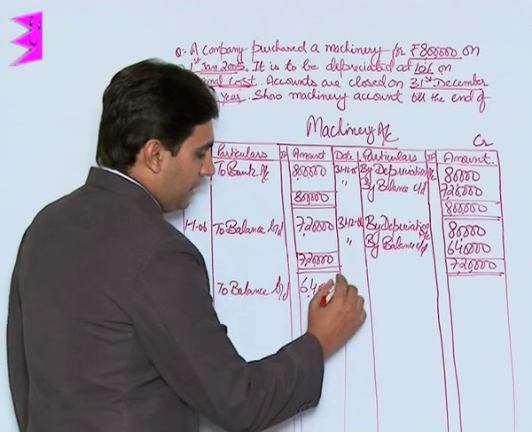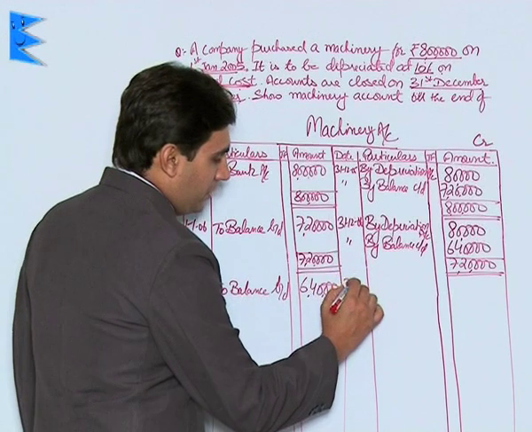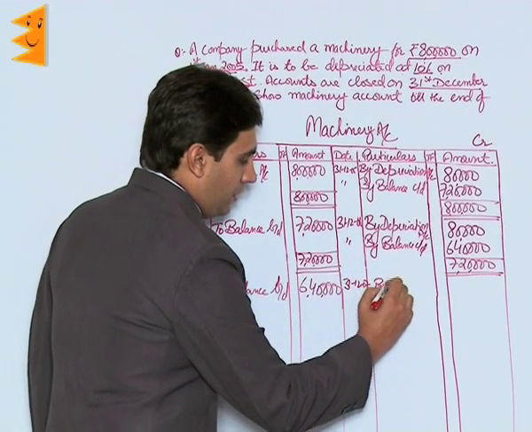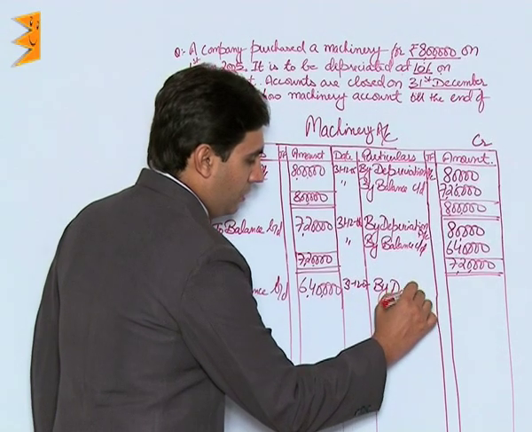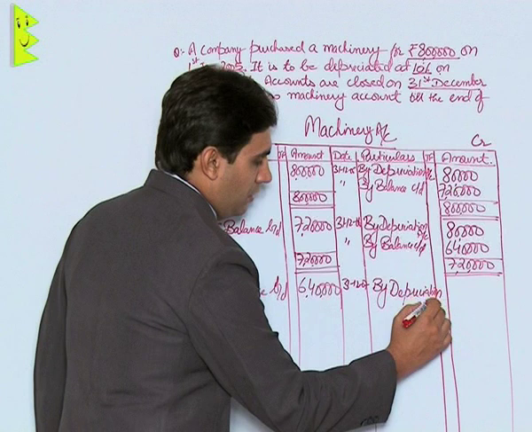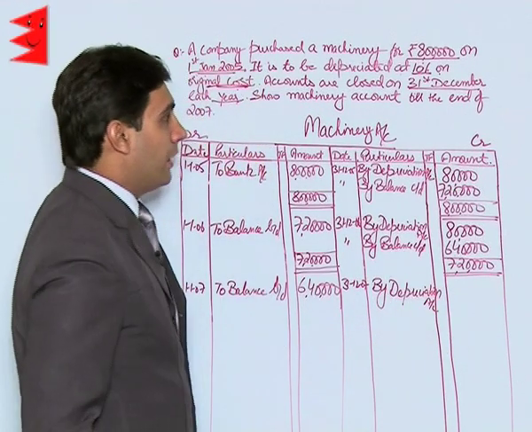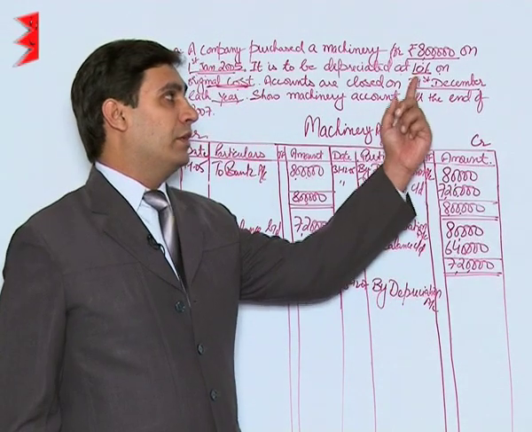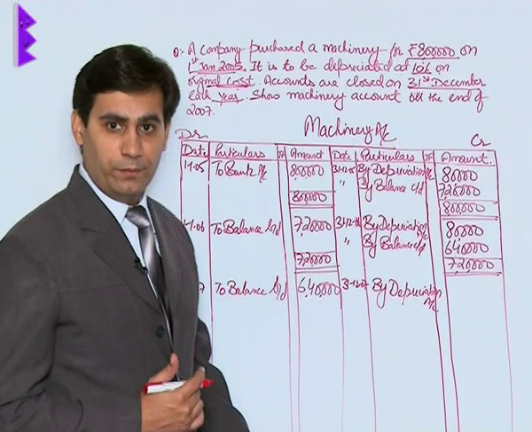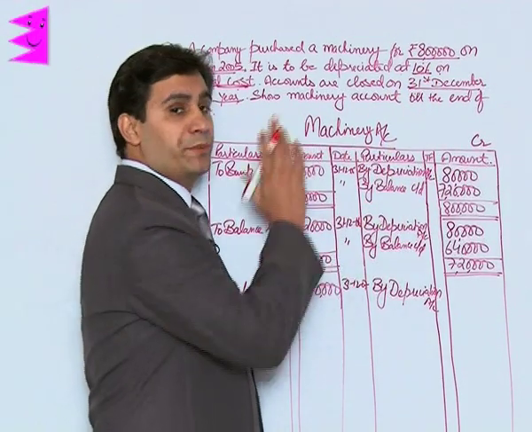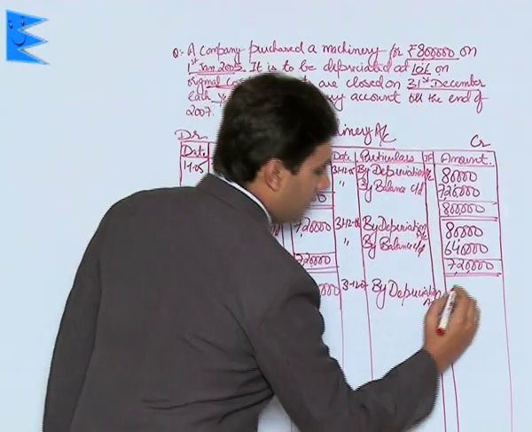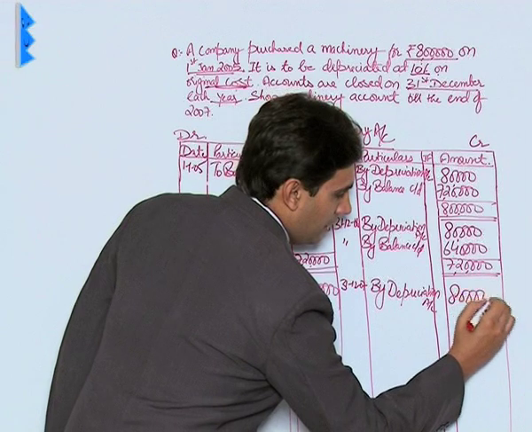Now again at the end of this year, that is 31st December 2007, by depreciation. Depreciation would be 10% of 8 lakh. Again the same concept, since it is on straight line method, depreciation would be charged on original cost. So 10% of 8 lakh is 80,000.